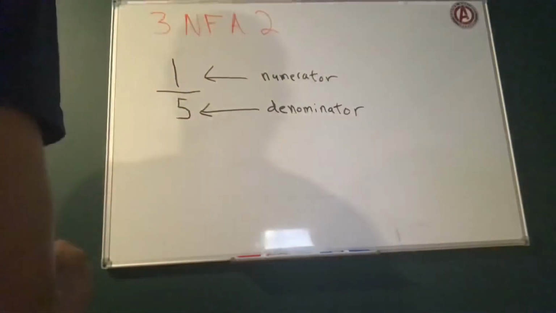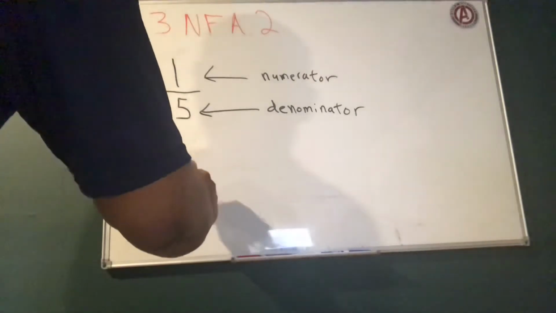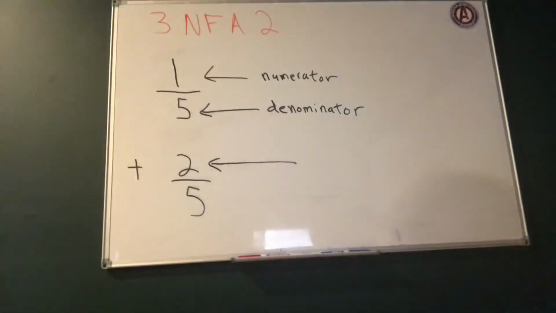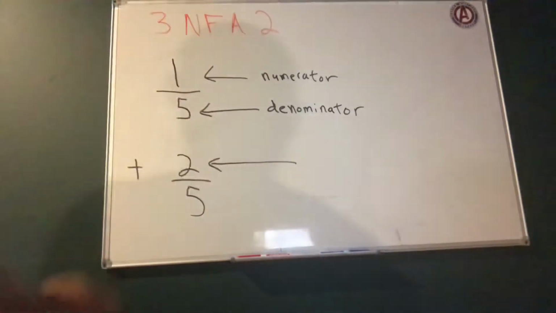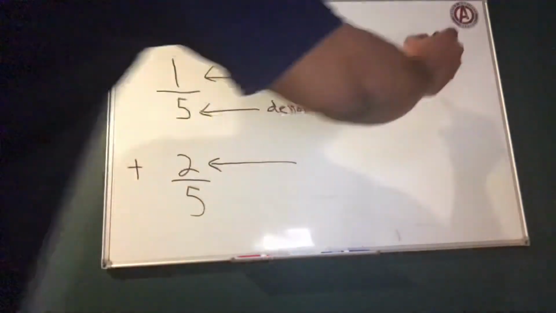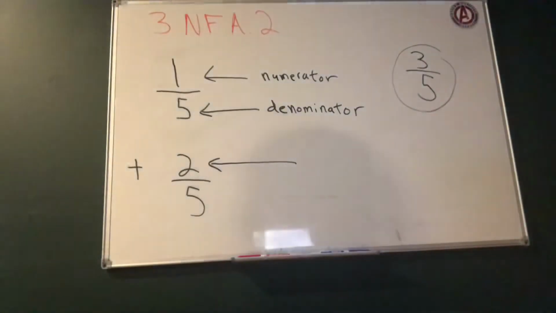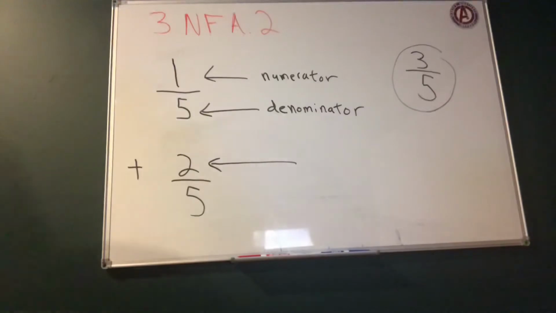Now when we combine this fraction with another fraction, we are only going to add the numerator. We do not add the denominator. So if I were to add 1/5 plus 2/5, my answer would be 3/5. Notice how I only added the numerators, not the denominators. 1/5 plus 2/5 gives us 3/5.